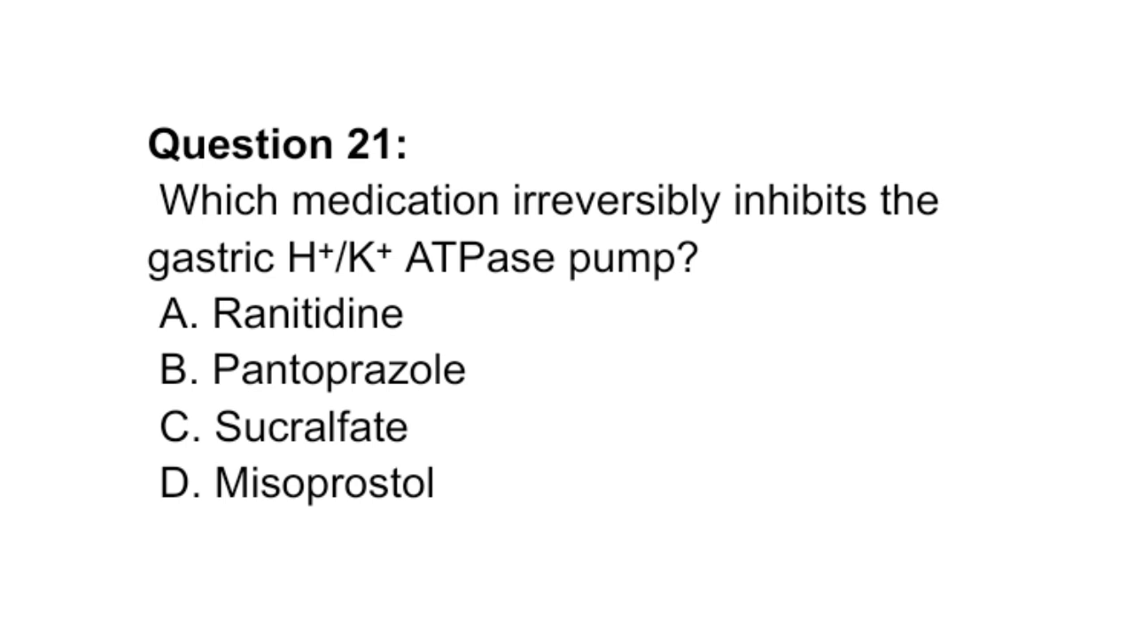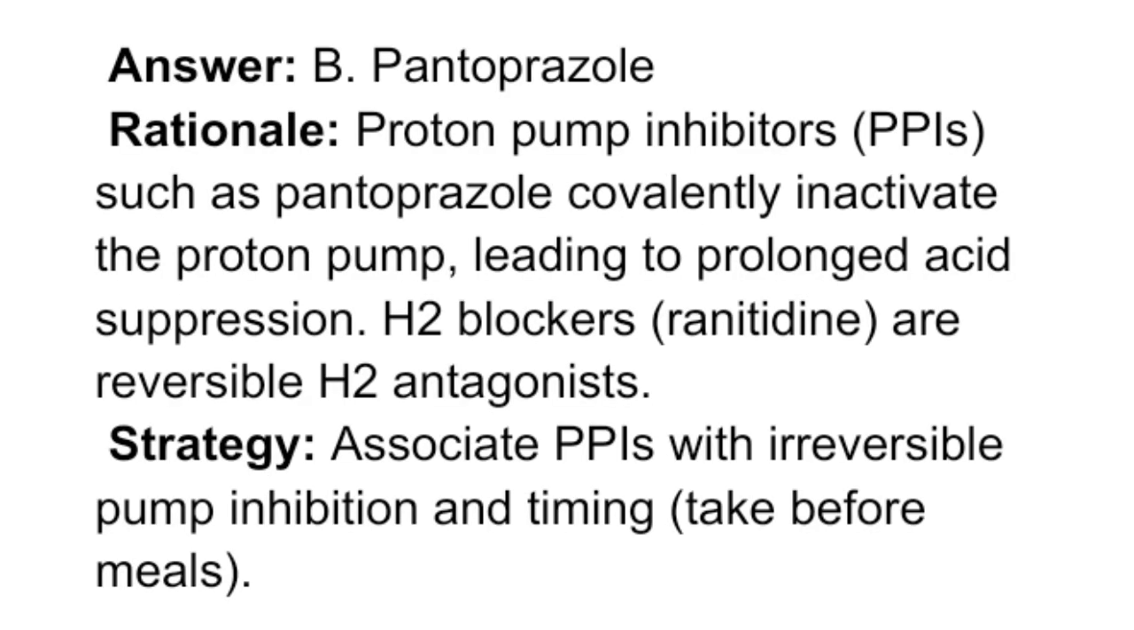Question 21. Which medication irreversibly inhibits the gastric H/K ATPase pump? A. Ranitidine. B. Pantoprazole. C. Sucralfate. D. Misoprostol. Answer: B. Pantoprazole. Rationale: proton pump inhibitors (PPIs) such as pantoprazole covalently inactivate the proton pump, leading to prolonged acid suppression.